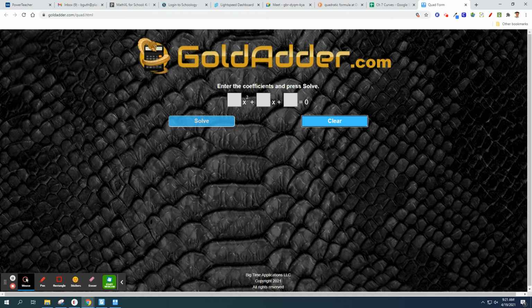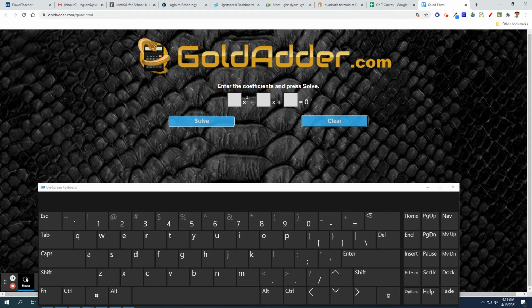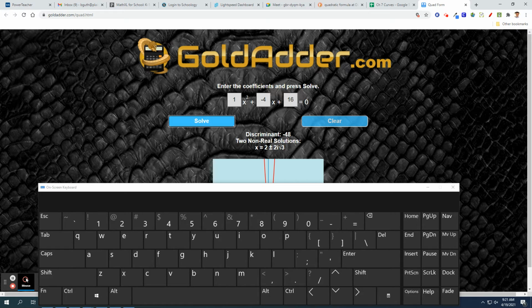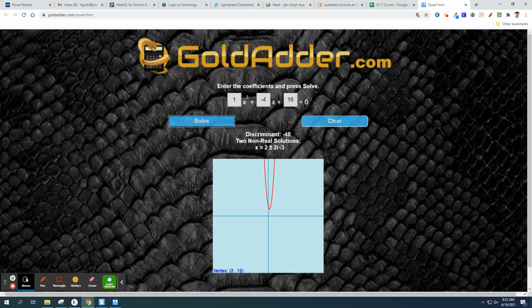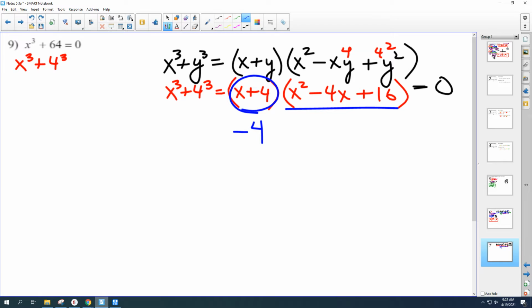So clear that out. We had 1. Negative 4, and 16. 2 plus or minus 2i square root of 3. Notice there's no denominator this time. It's not because there's not a denominator. It's because it got canceled out. Okay, so whatever the quadratic formula did this time, it must have just canceled out. But I'm looking at 2 plus or minus 2i square root of 3.